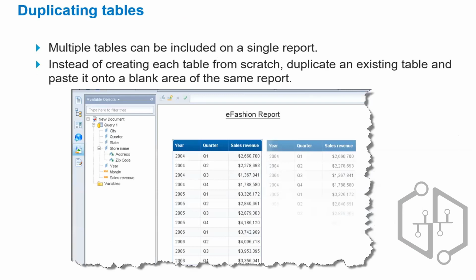Duplicating tables. We can duplicate tables. Multiple tables can be included on a single report instead of creating each table from scratch. So if we want to have year, quarter, sales revenue and year, state, sales revenue, instead of doing it from scratch, what we can do is copy this and paste. Then we can change these assigned objects. Instead of quarter, we can keep the state.